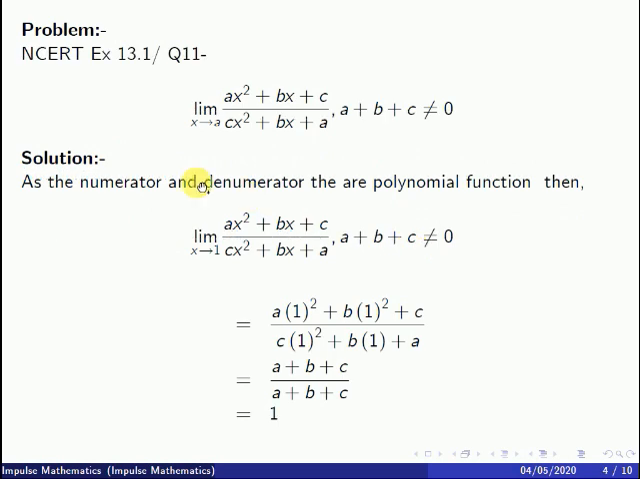Now I consider a problem from NCERT exercise 13.1, question number 11. Here limit x tends to a of (x square plus bx plus c) divided by (cx square plus bx plus a). We see that the numerator and denominator are both polynomial functions, so by simply putting x equal to 1, we get 1 here. You can easily deduce that.